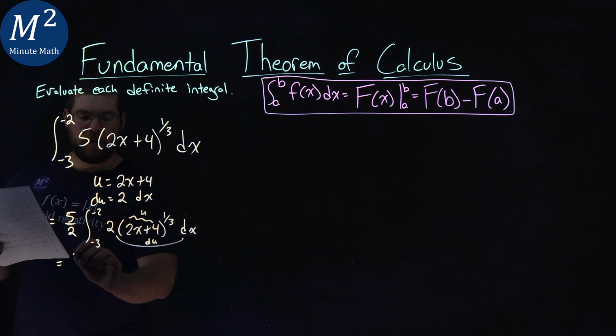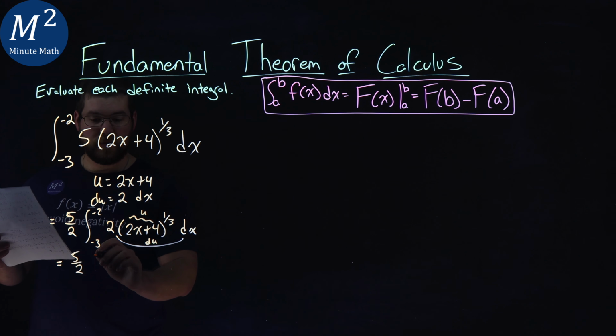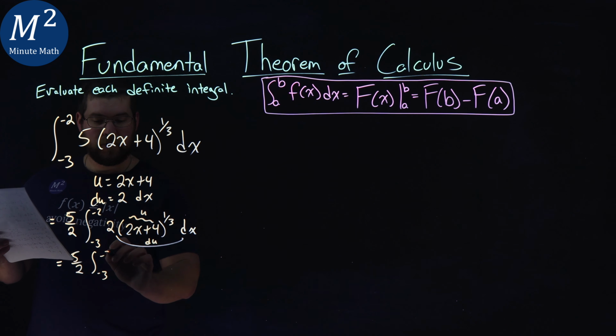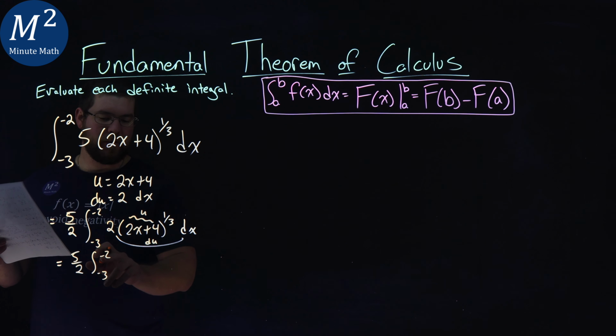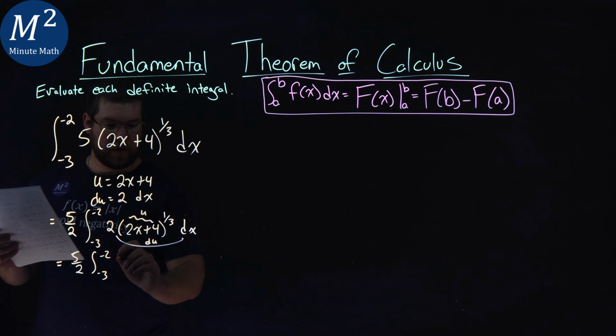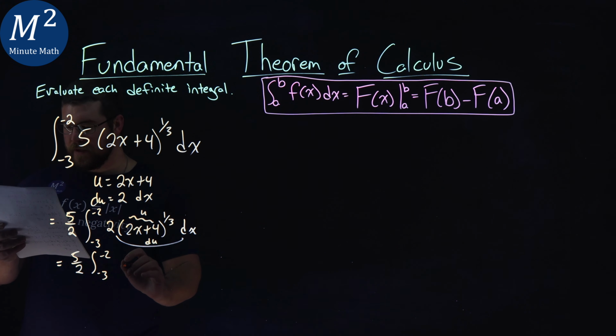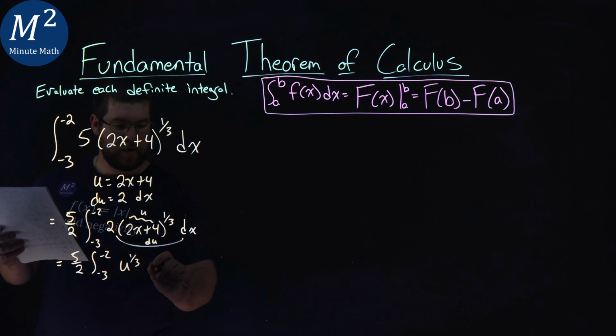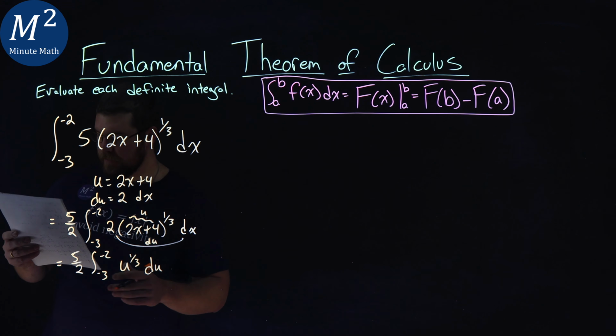So we have now 5 halves times the integral in terms of u, from -3 to -2. Now, we're not going to plug it in yet, so don't worry about this. I kind of keep it as a placeholder. This is for x, not for u. We're going to switch it back to x in a minute. So this is going to be u to the 1/3 power du, right there, okay?